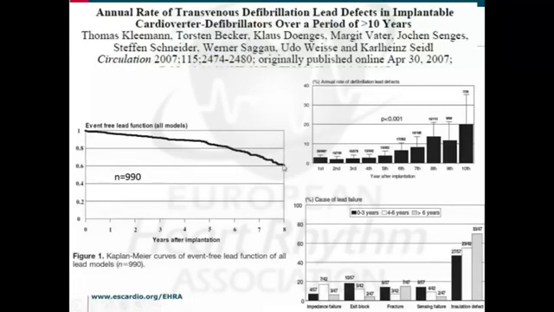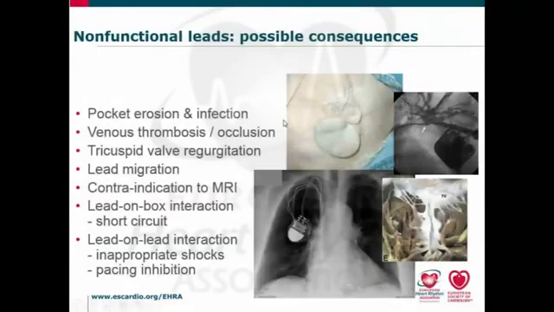That's a pretty high proportion, maybe not the case in all centers, but these leads do fail, and that's certainly not exceptional. And the question is, what should you do when you have a failed lead? Do you take it out, or do you simply add a new lead?